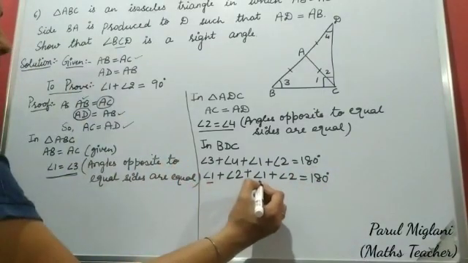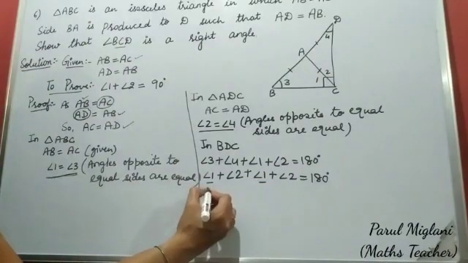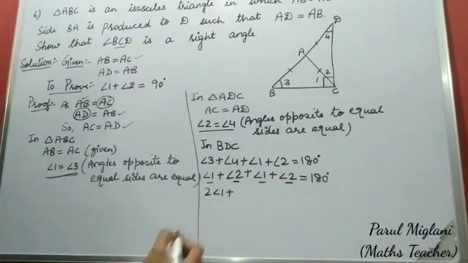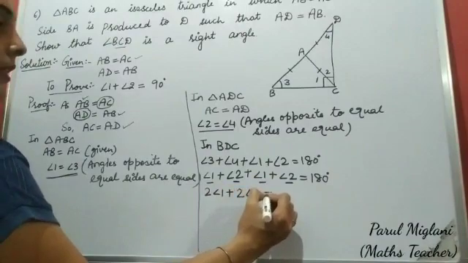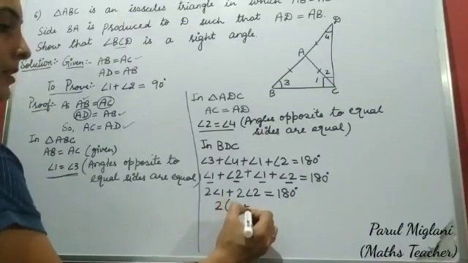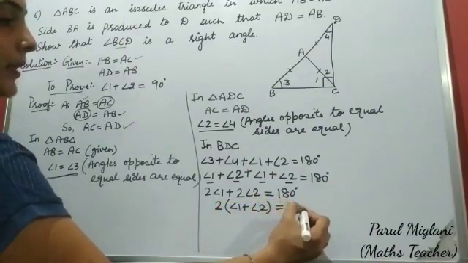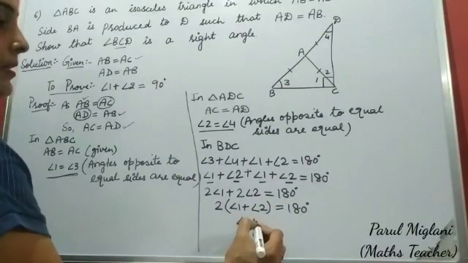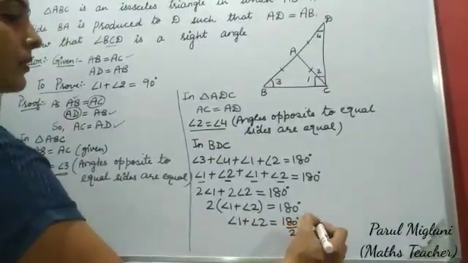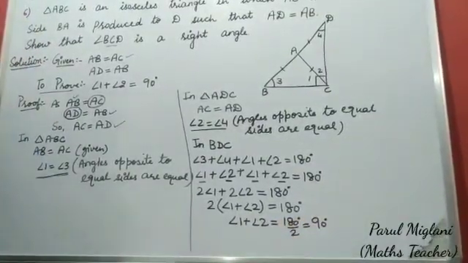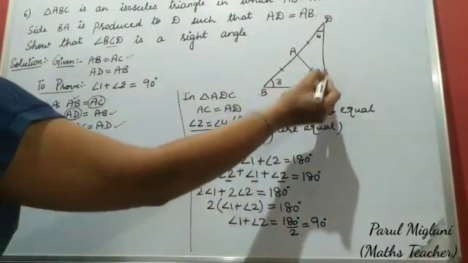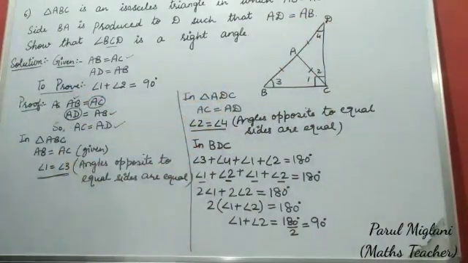So angle 1 plus angle 1 is 2 times angle 1, plus angle 2 plus angle 2, twice angle 2, is equal to 180 degrees. So we can take 2 common: angle 1 plus angle 2 is equal to 180 degrees divided by 2, means 90 degrees. So angle 1 plus angle 2 is equal to 90 degrees, or we can say that angle BCD is equal to 90 degrees. Hence proved.